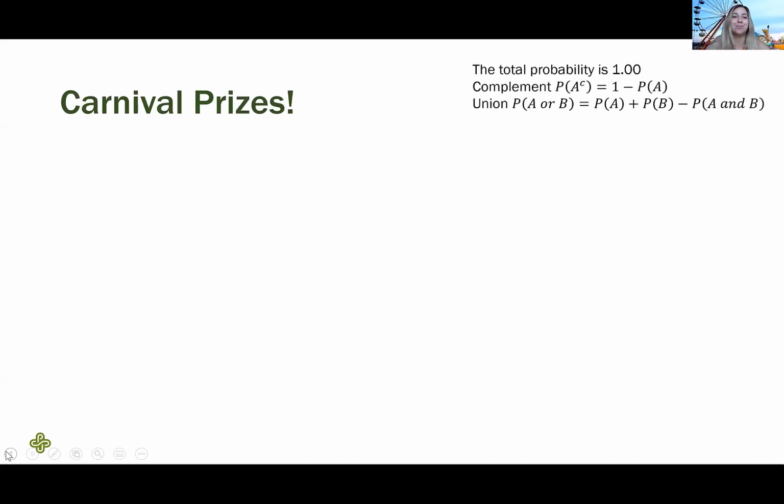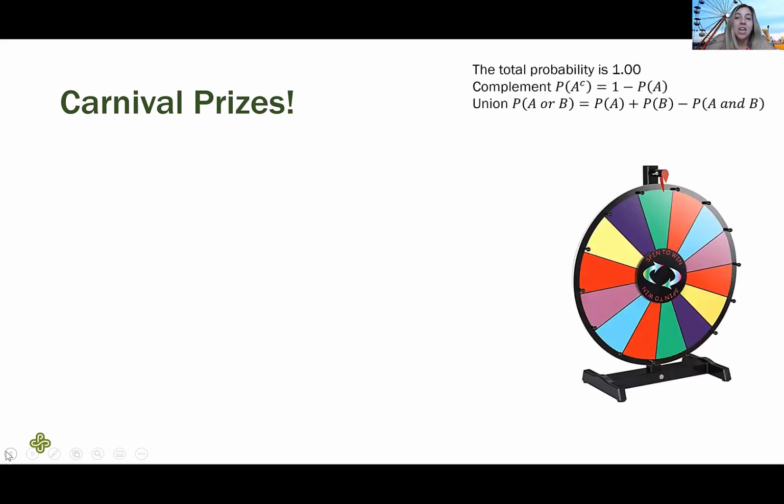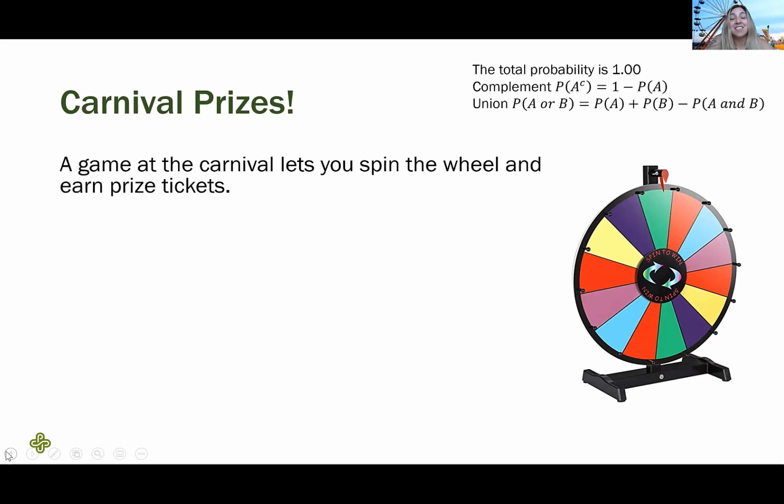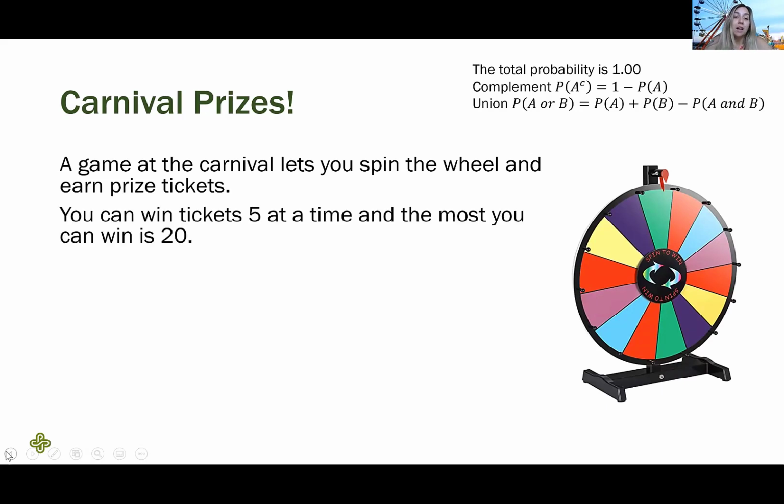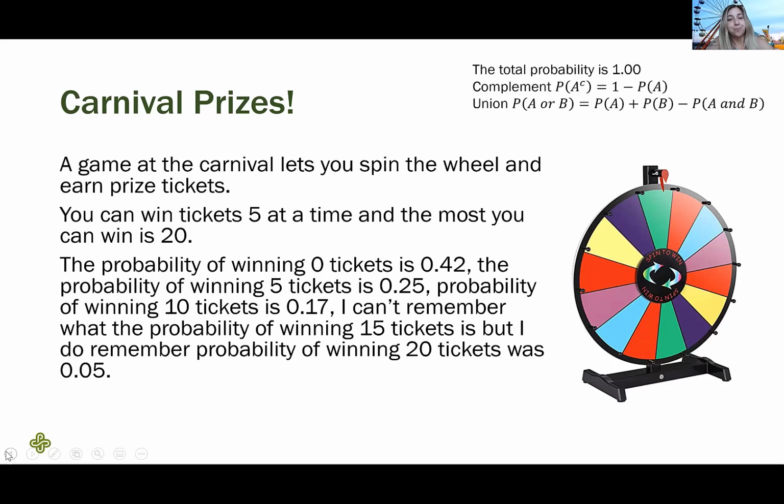Let's apply these. So I love summer and going to the carnivals. There is a wheel spinner, and when you spin the wheel, you can earn tickets. You win tickets 5 at a time, and on this spinner, the most you can win is 20 tickets. The probability of winning nothing is pretty high. It's 42%. The probability of winning 5 tickets is 25%. The probability of winning 10 tickets is 17%.